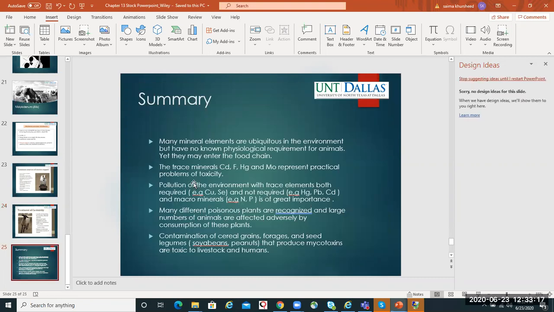Many mineral elements are ubiquitous in the environment but have no known physiological requirement for animals, yet they enter the food chain. The trace minerals cadmium, fluorine, mercury, and molybdenum represent the practical problems of toxicity. Pollution of the environment with trace elements, both required, such as copper and selenium, and not required, such as lead, mercury, and cadmium, and macrominerals, is of great importance. Many different poisonous plants are recognized, and a large number of animals are adversely affected by consuming these plants. Contamination of cereal grains, forages, and seed legumes produces mycotoxins that are toxic to livestock and humans.